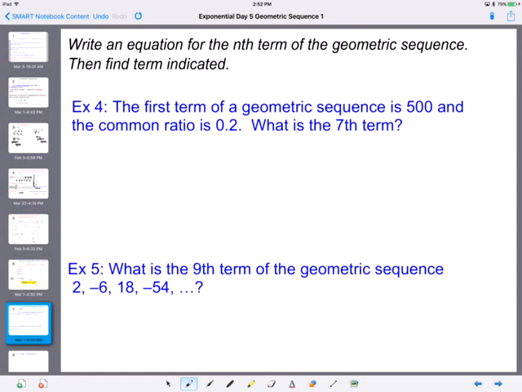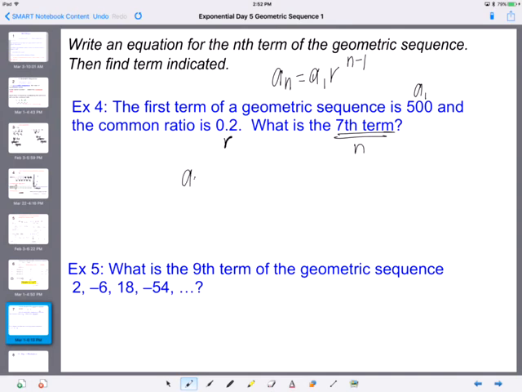So in the last example, they say write an equation for the nth term of the geometric sequence. Remember, we're going to use the formula a sub n is equal to your first term times your ratio raised to the n minus 1 power. They told us the first term is 500, so we label that a sub 1. The common ratio is 0.2, so this is our r. What is the seventh term? So our n is 7.